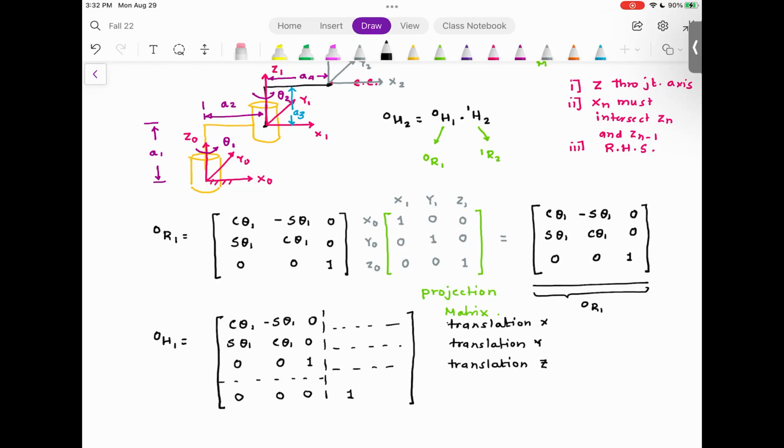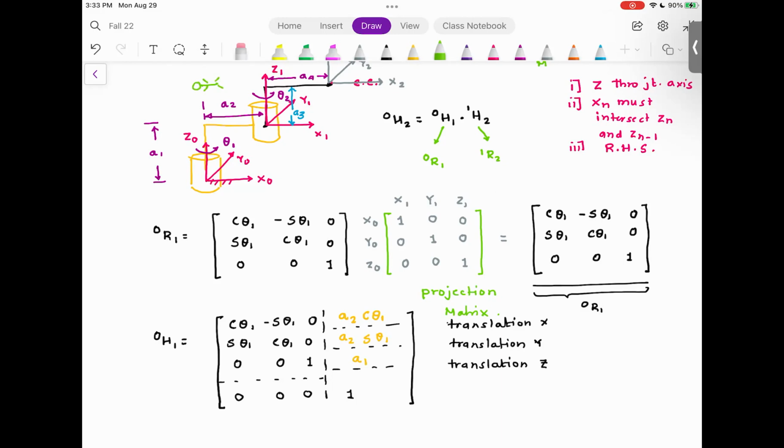Now, if you look at the distance, and initially it may take a little bit of time, I want you to look from the top. So look from the top, and you would realize that this is going to be A2 cosine of theta 1. This is going to be A2 sine of theta 1, and the last one is going to be A1. And in case you are wondering, I want you to look from here.